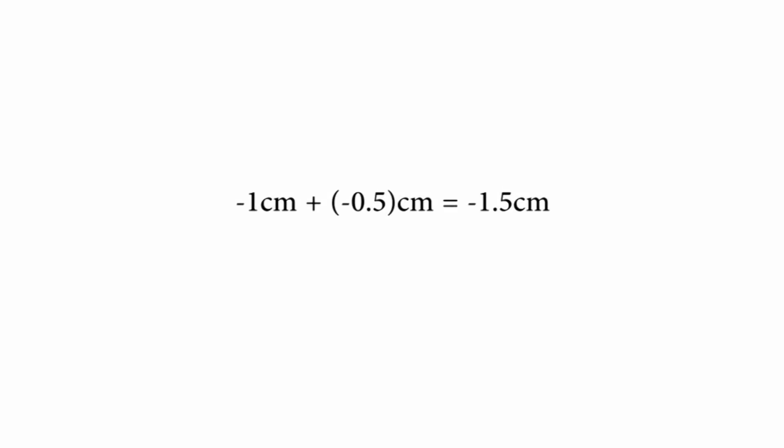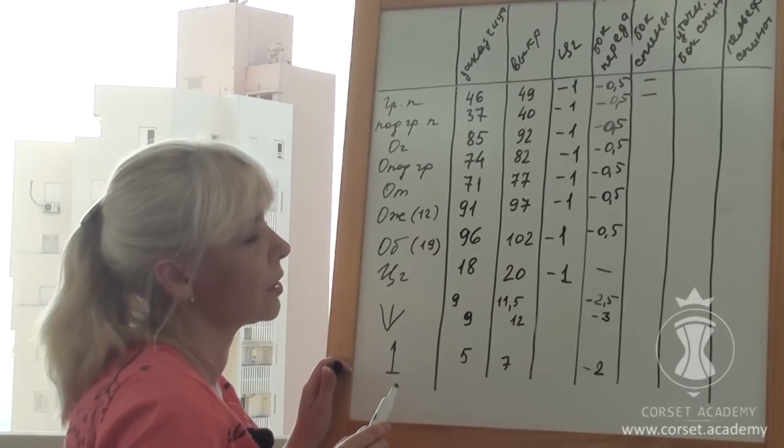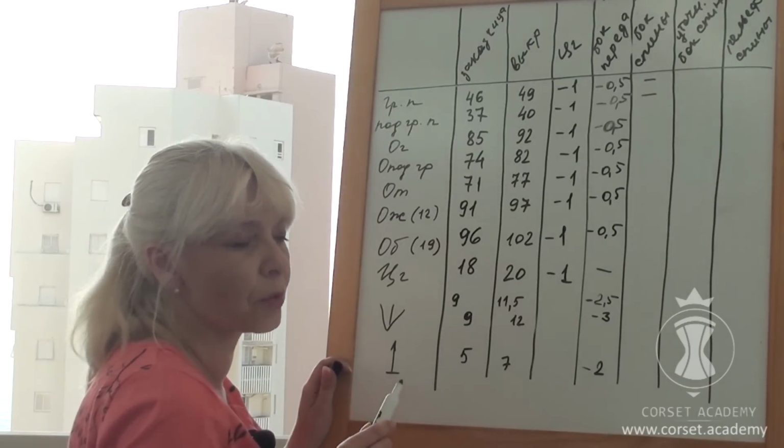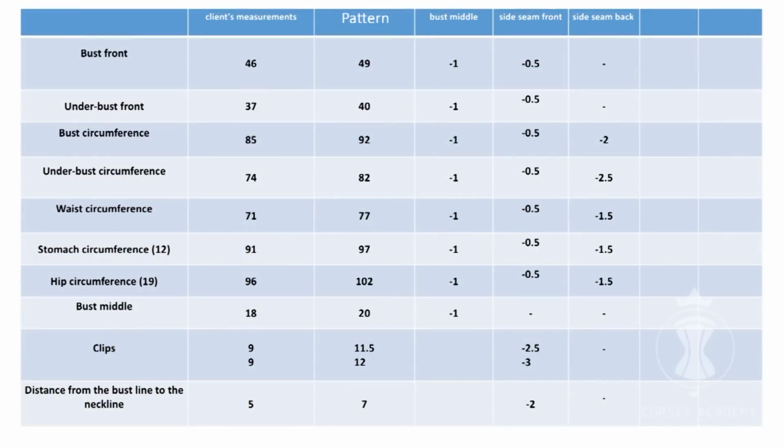-1 centimeter plus -0.5 centimeters equals -1.5 centimeters. -1.5 centimeters times 2 equals -3 centimeters. When calculating adjustments of the entire side seam of the back, I need to keep in mind that I have already adjusted the pattern down by 3 centimeters.